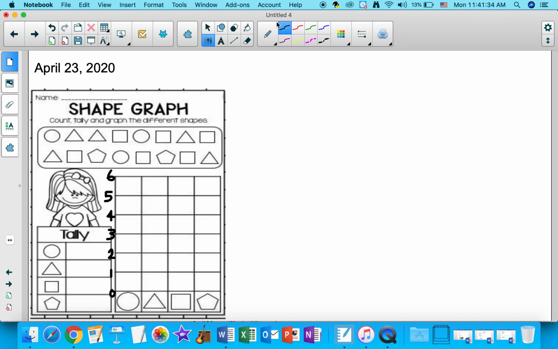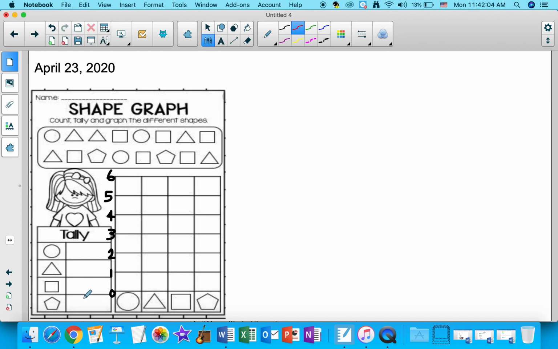The first shape I have is a circle. So I have, this table is for tallies. So we're going to be using tallies to show how many circles there are in this box. Use tallies to show how many triangles there are in this box right here. We're going to use tallies to show how many squares, I think they're squares, yeah, squares there are in this box.